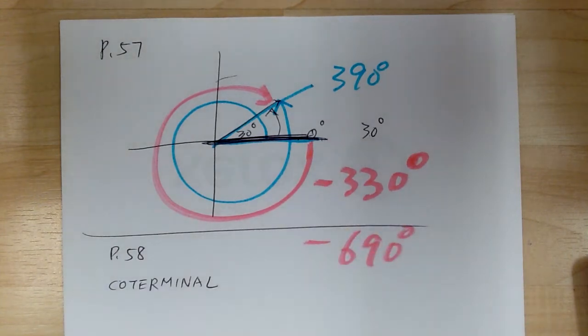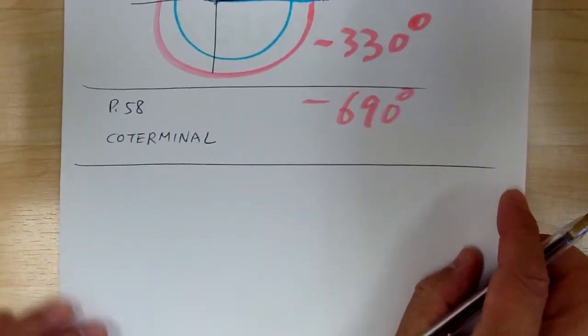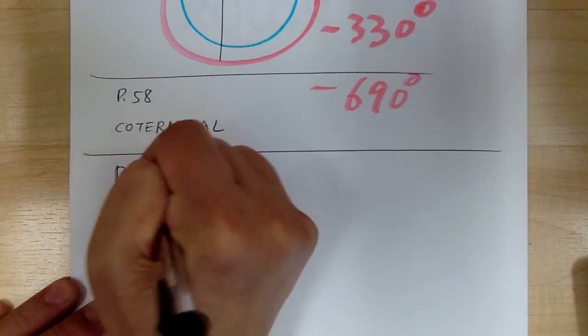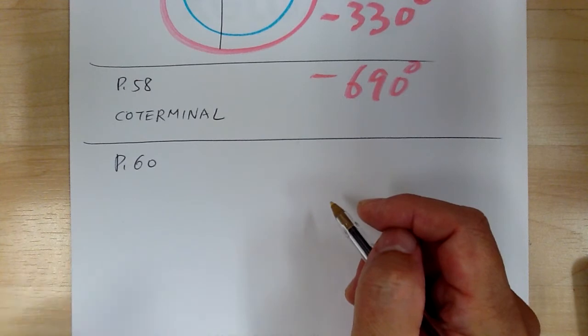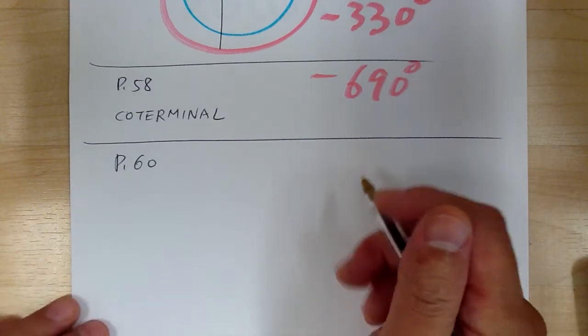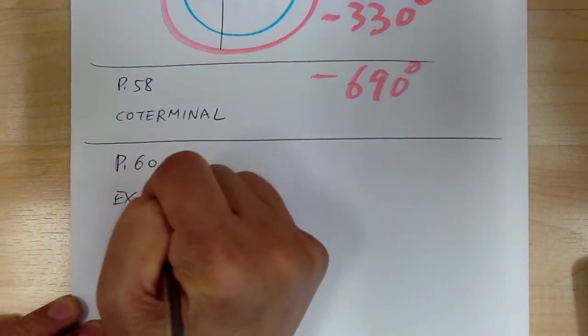Now let's go to page 60. Again, all these are review. We already did this from chapter 1 already. So if you go to page 60, to find the arc length and the area of the sector. Again, we did this already, right? So let's go to example 4. You just have to test on that.